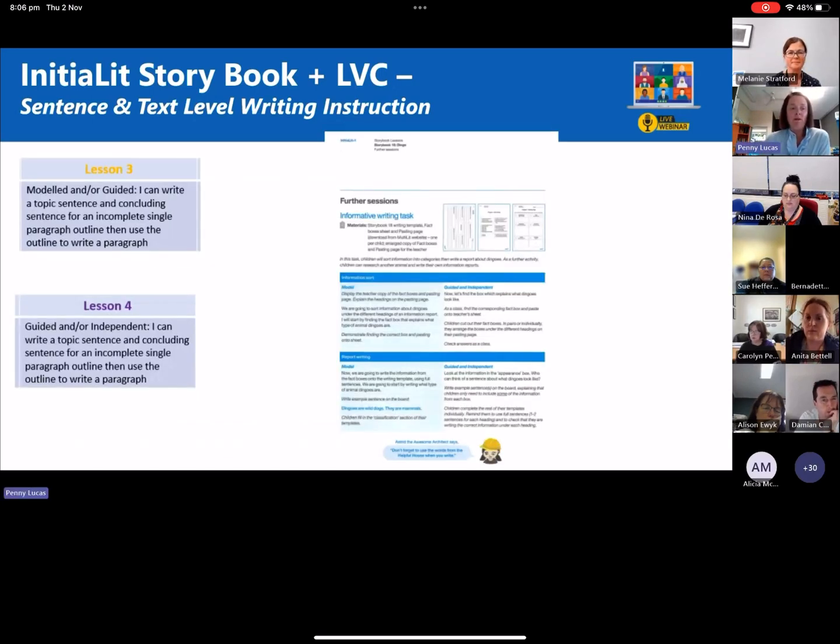So moving on to our text level writing tasks, so paragraph or text level, we've got lesson 3 and lesson 4. And in the initial lit manual, they really have fabulous writing tasks that you might just need to supplement with a writing revolution strategy or with some right to learn syntax project, concept development. So I always go there first, see what I can use from that book and supplement it accordingly.